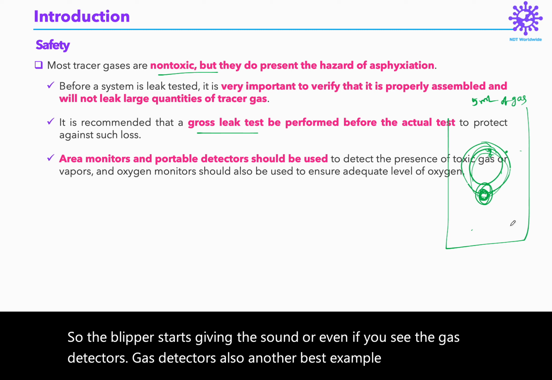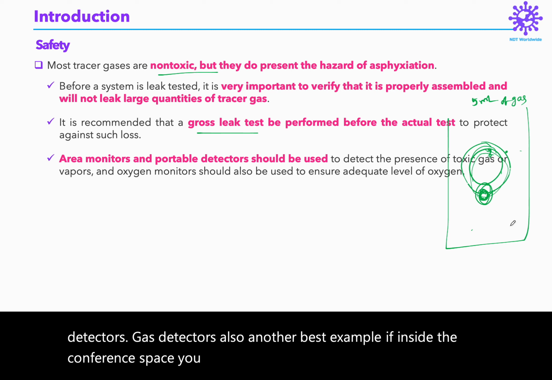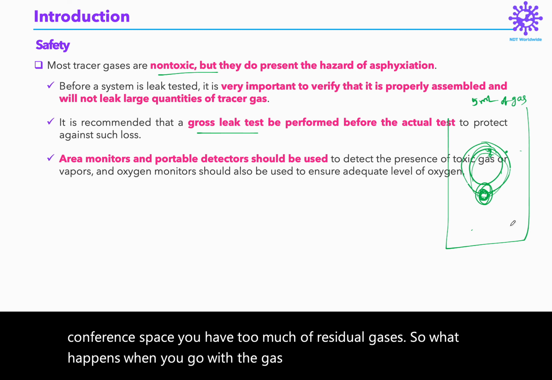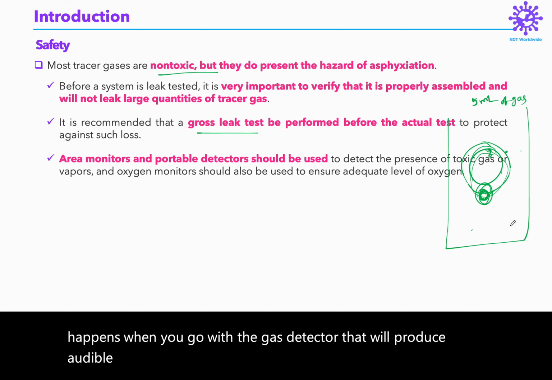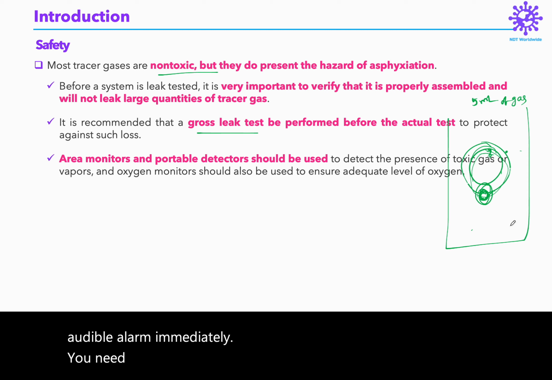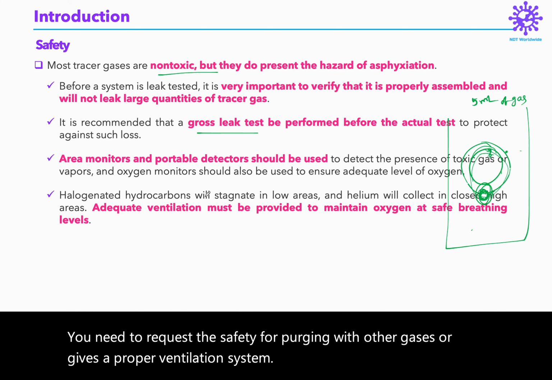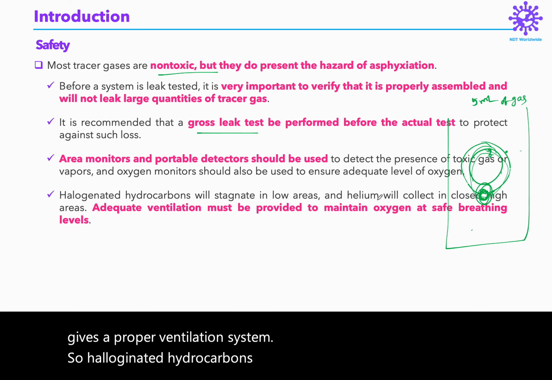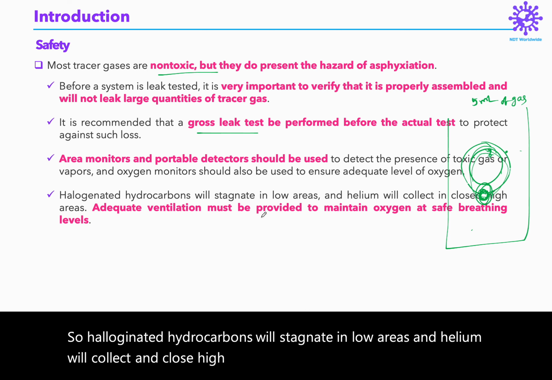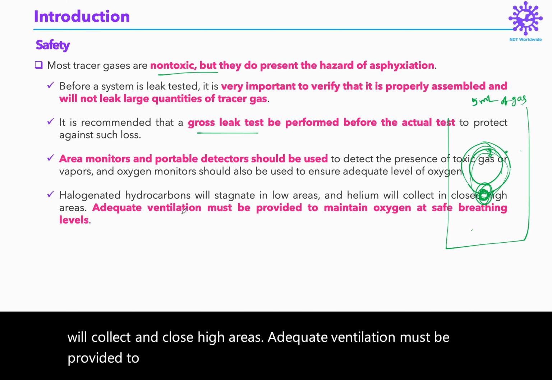If inside a confined space you have too much residual gas, what happens when you go with the gas detector is that it will produce an audible alarm, right? Immediately you need to request the safety team for purging with other gases or use a proper ventilation system. Halogenated hydrocarbons will stagnate in low areas and helium will collect in closed high areas. Adequate ventilation must be provided to maintain oxygen at a safe level.